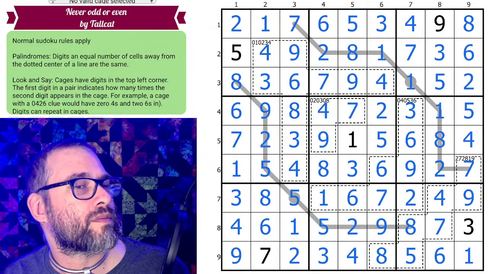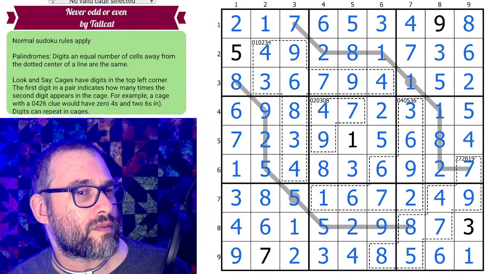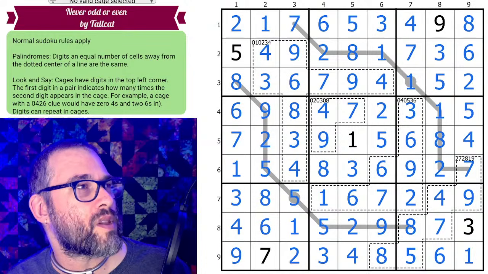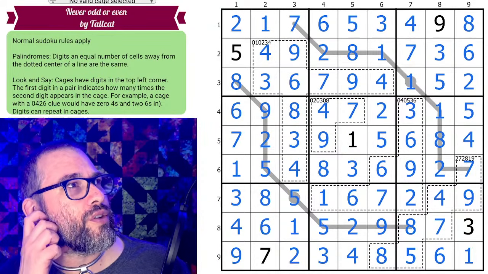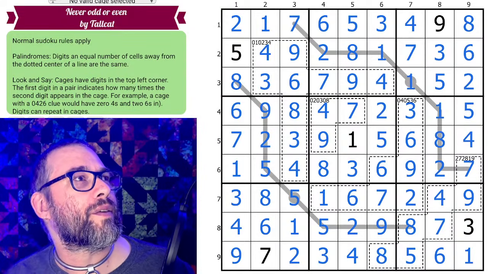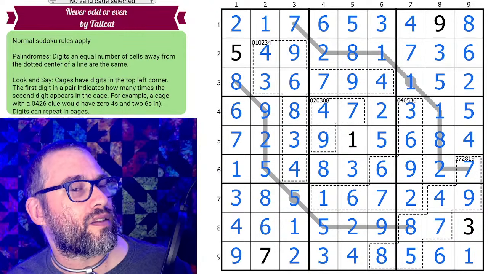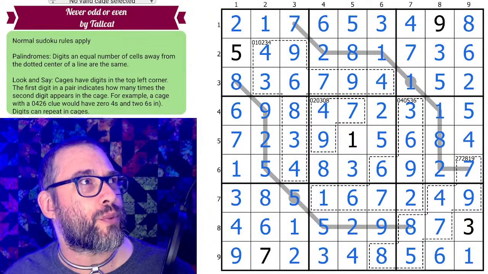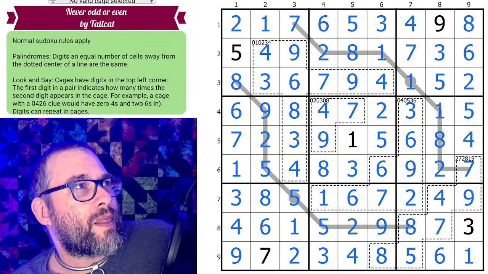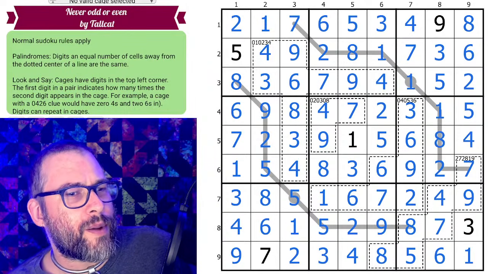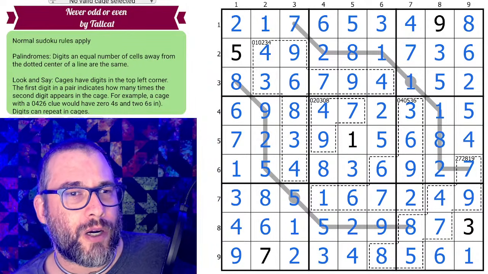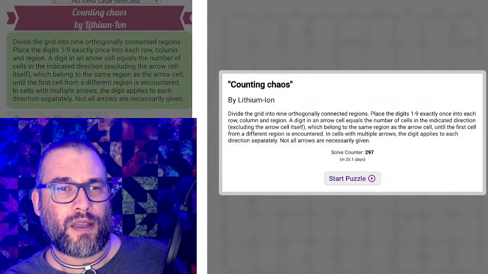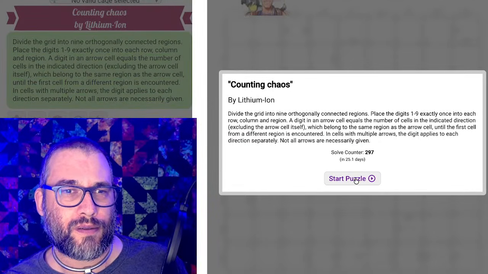I'm gonna do one. There have been all these low difficulty chaos constructions floating around, so we're gonna do one of those. This one's by Lithium Ion. Does anybody know Lithium Ion on Discord? Because I don't.